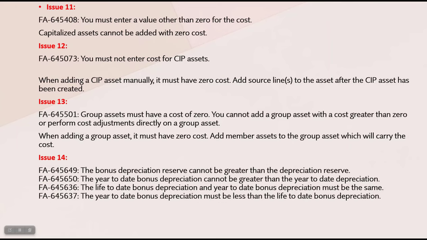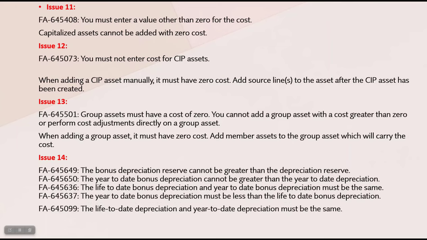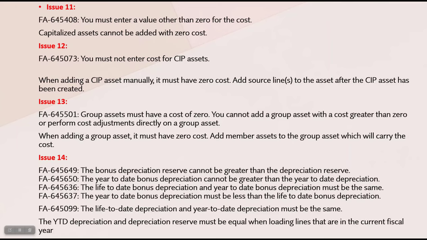Issue number 14. Bonus depreciation reserve cannot be greater than depreciation reserve. Year-to-date bonus depreciation cannot be greater. The life-to-date bonus and year-to-date bonus, or the life-to-date and year-to-date depreciation, must be the same. Year-to-date depreciation and depreciation reserve must be equal when loading lines that are in the current fiscal year.